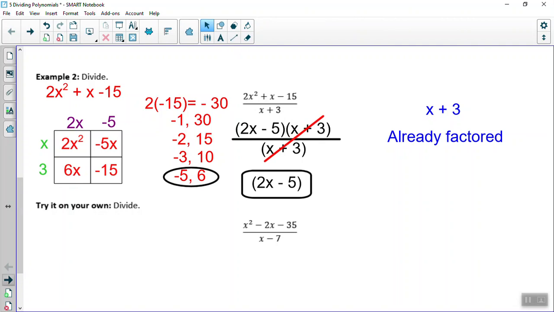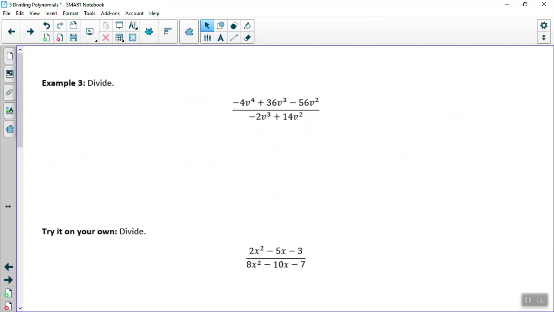All right, here's another try on your own. But before that, let's take a look at another example. All right, so here they're asking us to divide. First thing I'm going to do is look for a greatest common factor. When your leading coefficient is negative, your greatest common factor has to be negative. You have to pull that negative out. Even if it's just a negative 1, you have to pull out a negative.